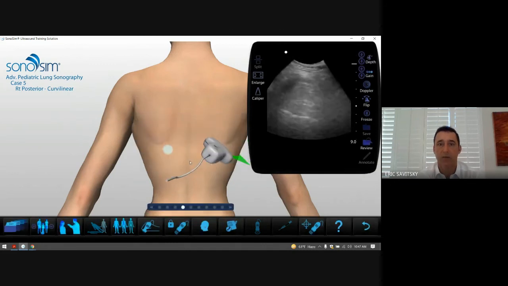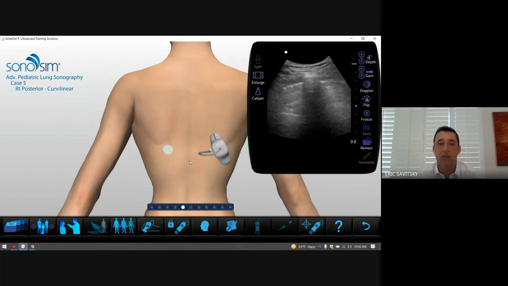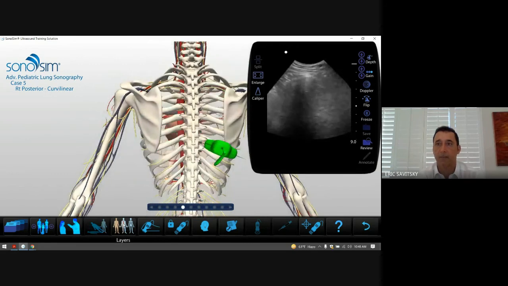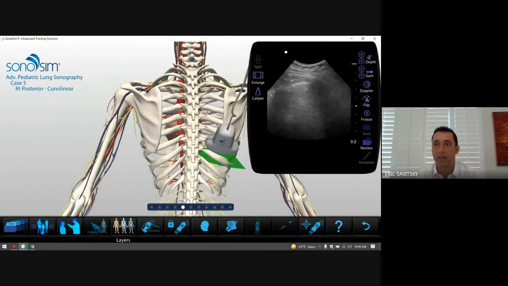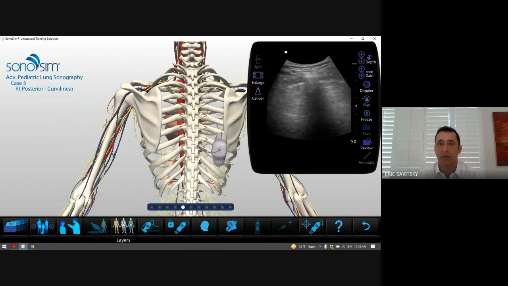We're going to go over to the right posterior chest, and once again, we can examine along the margins of the intercostal space and see if we can identify the lung there. We can see some lung movement and no significant B lines. So far the right lung looks pretty normal.